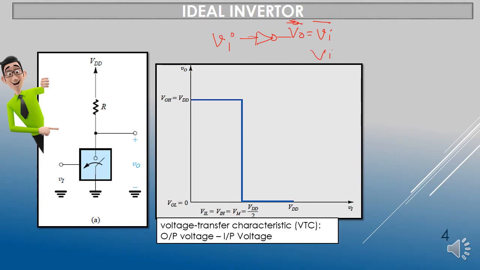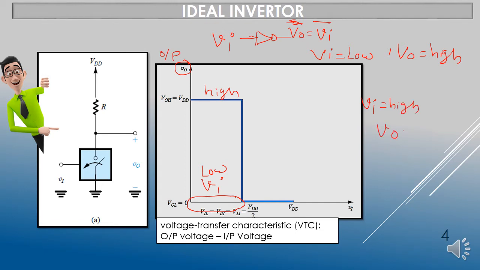When input is low, output is high. Here you can see that on the x-axis we have taken input Vi. If input is low, then output is high. On the y-axis we have taken output. And when input was high, output was low. That was the characteristic of the ideal inverter. Now we will see the characteristic of CMOS.